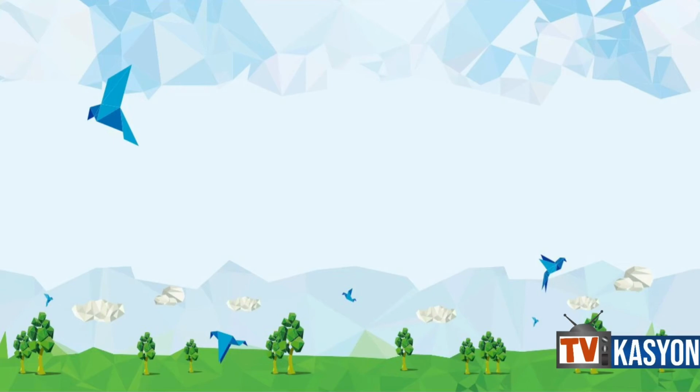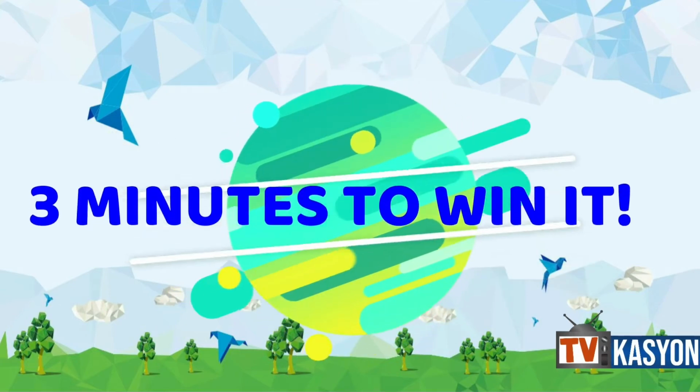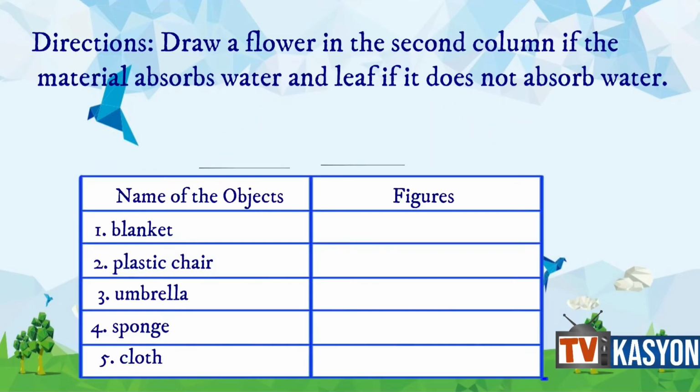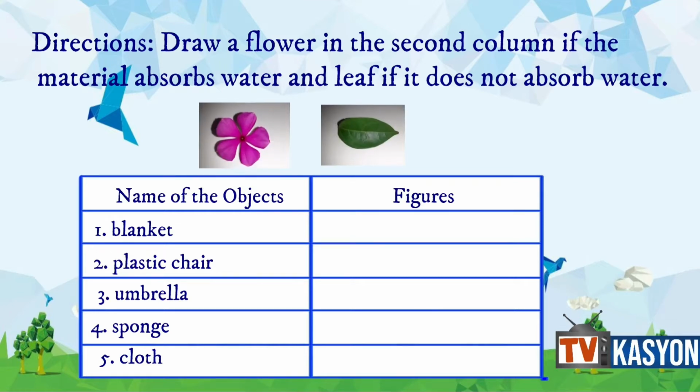At this moment, we will play 3 minutes to win it. Draw a flower in the second column if the material absorbs water, and leaf if it does not absorb water. You are given 3 minutes to do this activity.